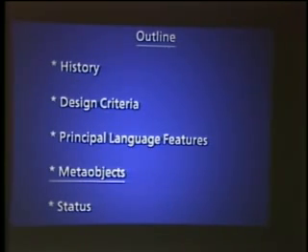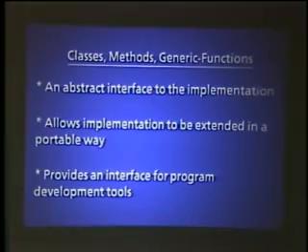What I want to do now is talk about the meta-objects which implement the system. The meta-objects provide an abstract interface to the implementation. And because they are causally connected to the implementation itself, that is, they are a reflection of what is actually going on, they allow the implementation to be extended in a portable way. For those of you who know Scheme, you know that they talk about the meta-circular interpreter. What the meta-objects do is provide a distributed version of this kind of meta-circular interpreter, one that is based on the methods for the kinds of objects that are there. And finally, because these objects are manipulable with generic functions of their own, this provides an interface for program development tools.